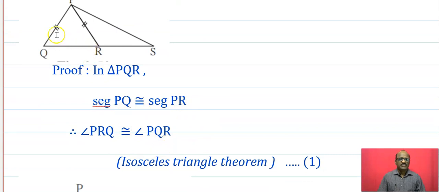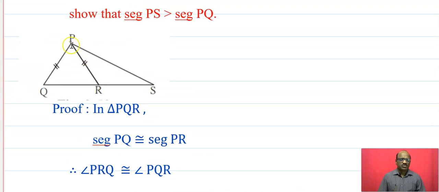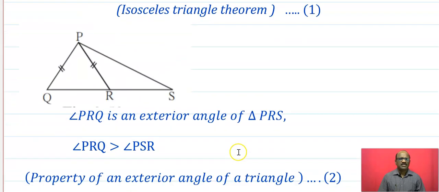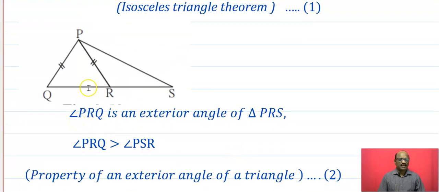No problem. These are the angles opposite to the equal sides, that is, angle PQR is congruent to angle PRQ. Therefore, PRQ is congruent to PQR by the isosceles triangle theorem. And now consider angle PRQ. This angle PRQ is the exterior angle of triangle PRS.